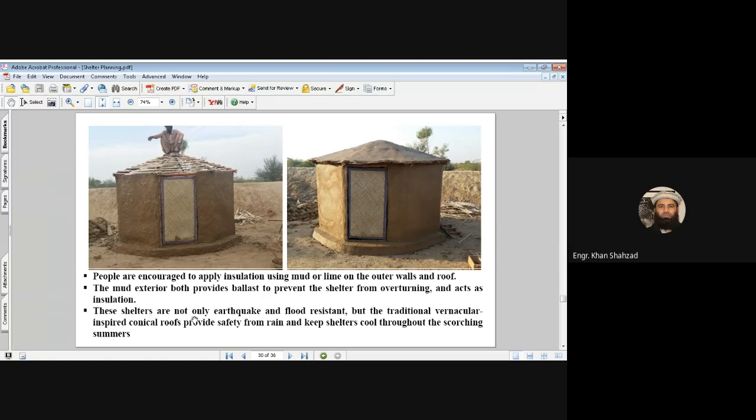Okay, these shelters are not only earthquake and flood resistant, but the traditional vernacular-inspired conical roofs provide safety from rain and keep shelters cool throughout the, how to say this one, Azaz Ali Khan, scorching or scorching? Anyone in the class? Scorching heat. Scorching sun, or burning heat. So with the help of these things, you can save the people from heat or from summer.